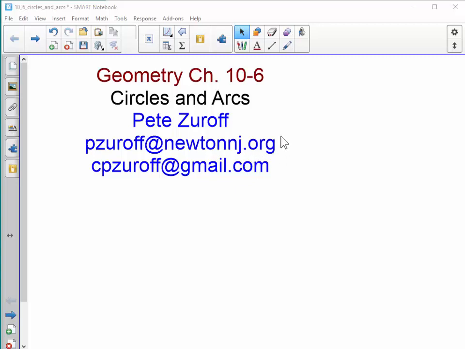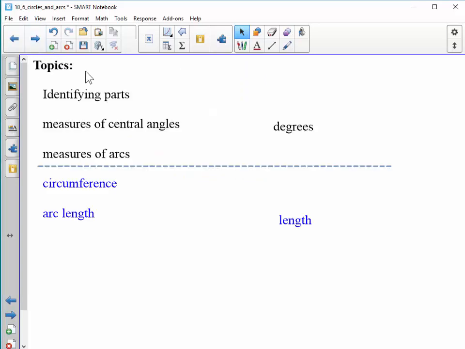This is chapter 10-6. We're talking about circles and arcs. And the topics that we have to cover are identifying parts of a circle, the measures of central angles, which we're going to, for this presentation, be measuring in degrees, and the measures of arcs, which is the same thing as measuring a central angle.